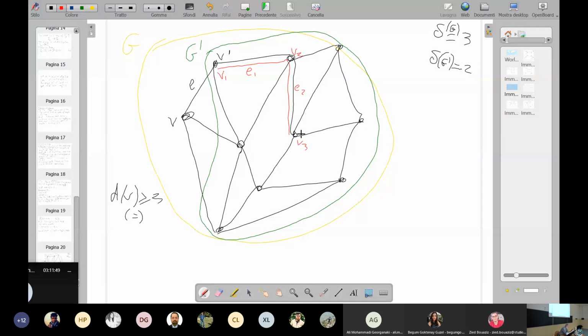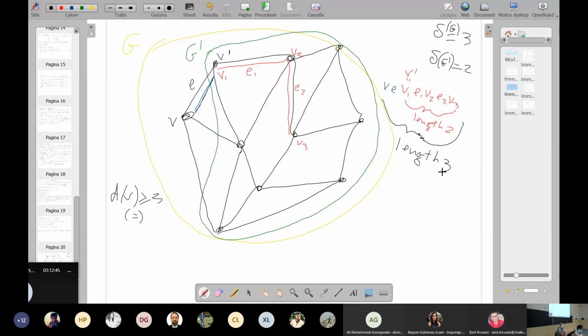Why? Because now I add this. Okay? So I had the path V1, E1, V2, E2, V3 with V1, which was my V prime, and now I can add V, E. And so this was of length 2, and now we have this, which is of length 3. Professor, I have a question.